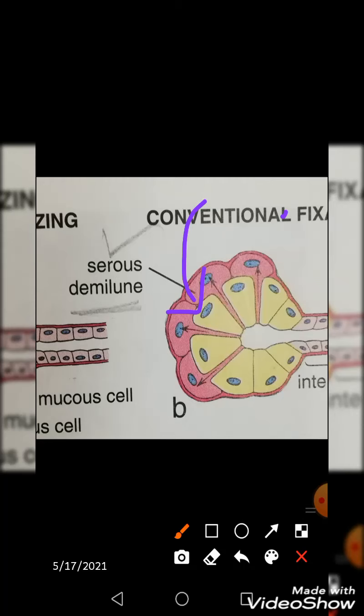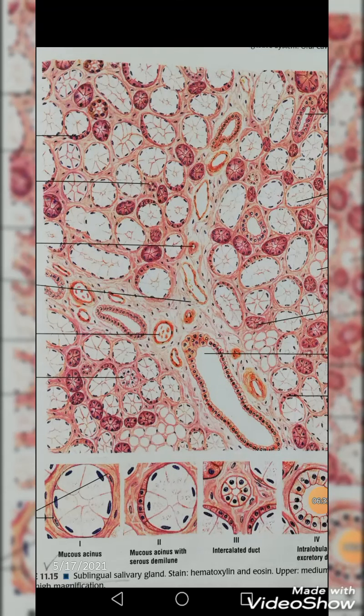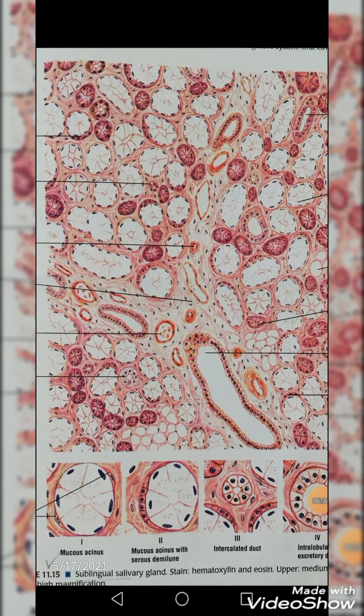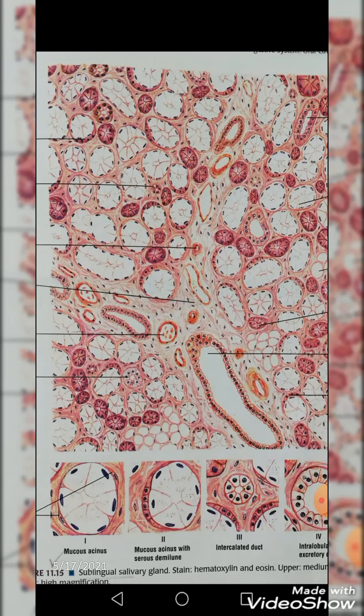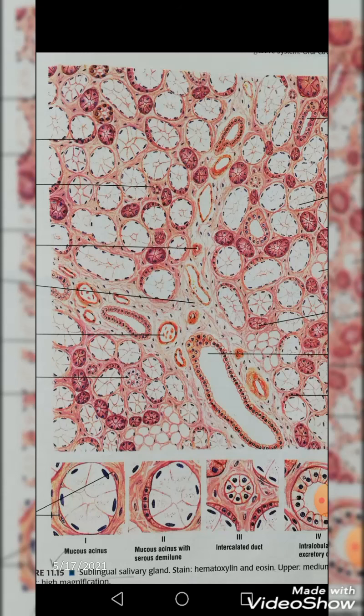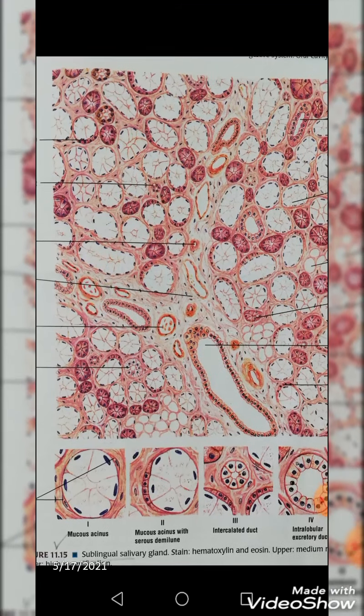So we can speak about both schools of thought: that serous demilunes could be an artifactual fixation problem, or they may be present as a separate entity, right? Now, if you concentrate on the histological view of the smallest salivary gland, the sublingual, again consisting of branched tubulo-acinar units, but here the secretory tubules are predominantly mucous acini, and being covered by the serous demilunes on its periphery.